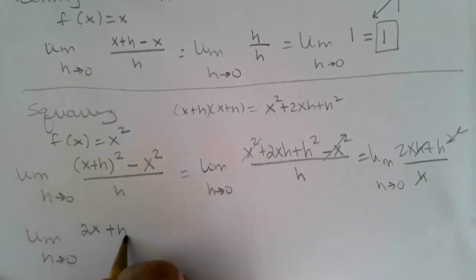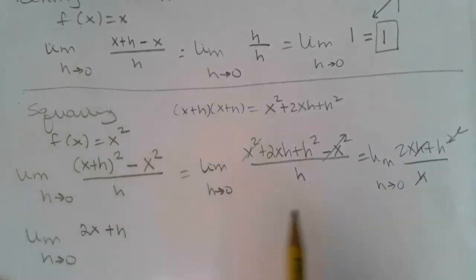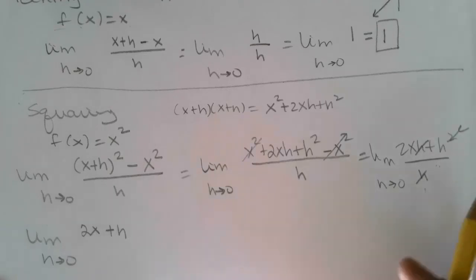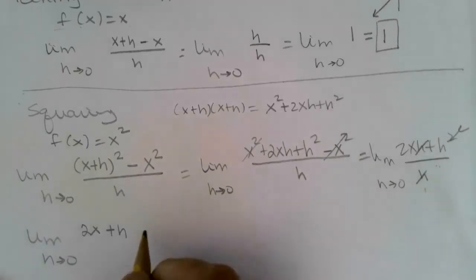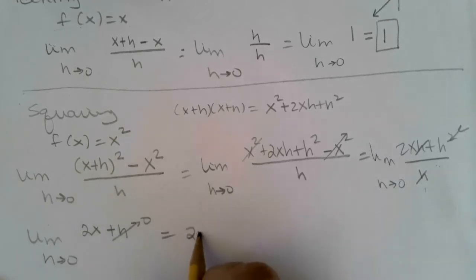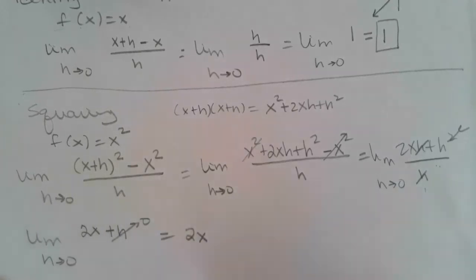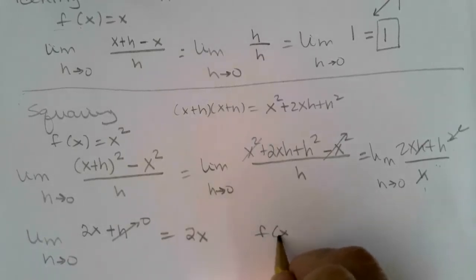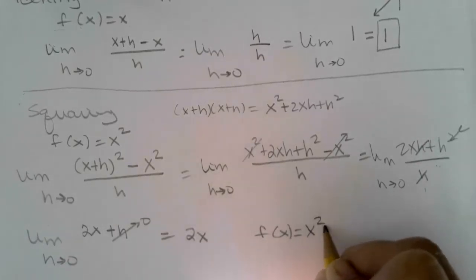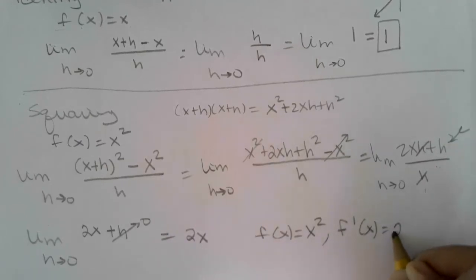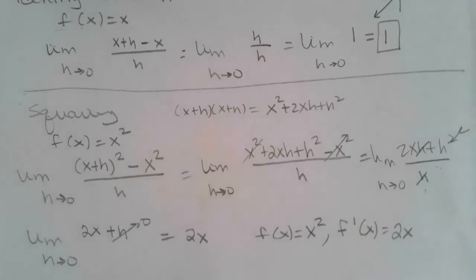2x plus h. Right. I didn't plug it in up here, in the next to the last step, because I would have gotten 0 over 0. So I wanted to simplify first, and now I'm going to go ahead and plug in. So the h goes to 0, so the limit is 2x. So what does that mean? It means if f of x equals x squared, its derivative, so f prime of x, is 2x.